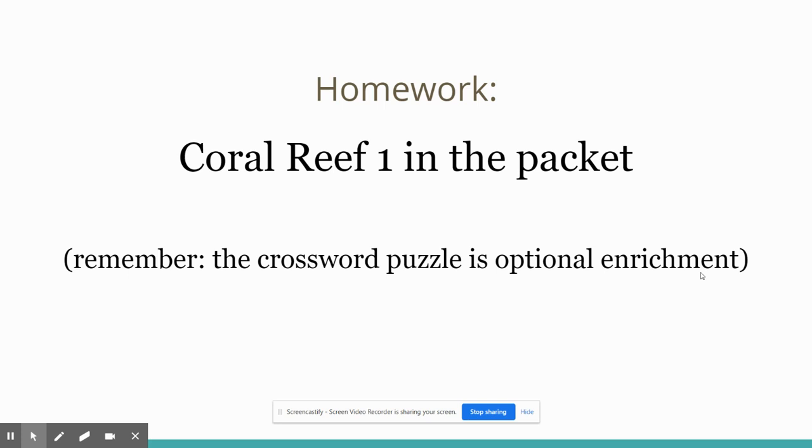Or I guess if you wanted to, you could take a piece of paper and write them all down in order. But the assignment is to submit photo proof that you put those 15 words into alphabetical order.